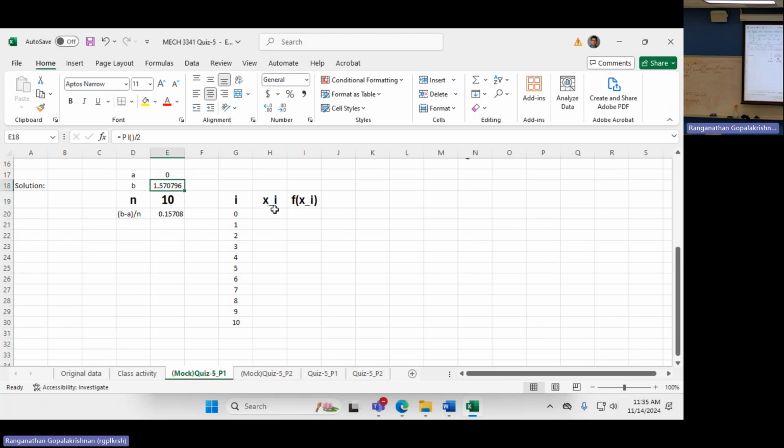Question? I just wanted to see where you got the b. The b is the upper limit, a to b. b is the upper limit and a is the lower limit. I'm building the sheet such that you can use this for any problem. Maybe if you're smart, also for your quiz.